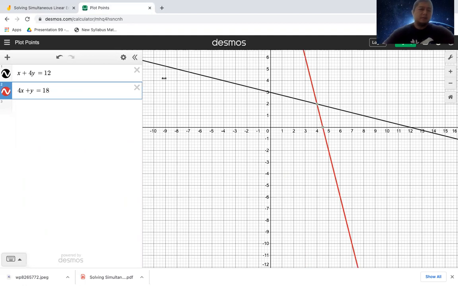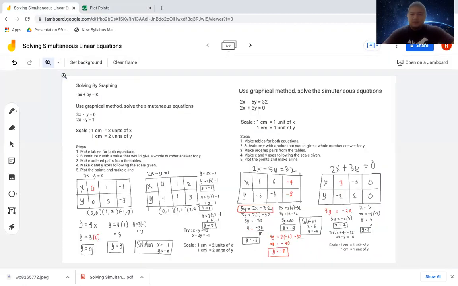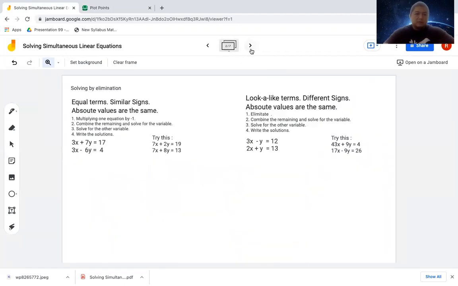All right, so from here, you will see the intersection. And it says here that the intersection is at 4, 2, meaning to say the solution is x is equivalent to 4 and y is equivalent to 2. All right, that's it for this particular part. By the next video, we are going to discuss solving simultaneous linear equations by elimination.